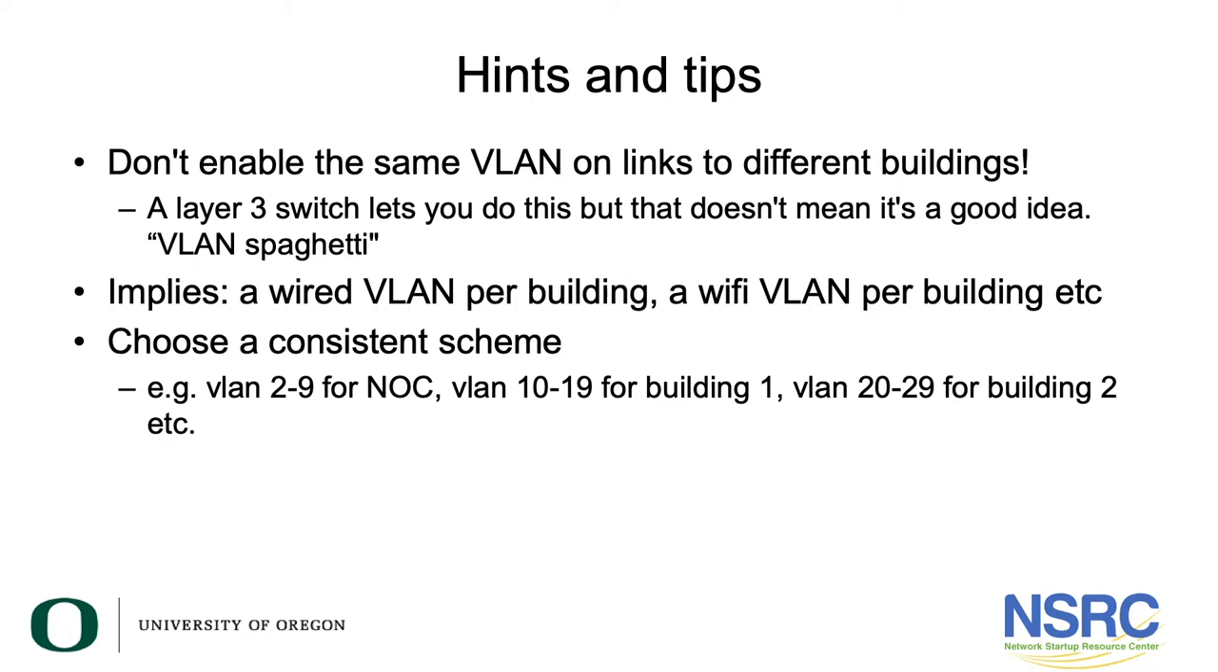And when you're doing your VLAN planning, make sure you choose a consistent scheme. So for example, VLANs 2 to 9 could be for the NOC, 10 to 19 for building 1, 20 to 29 for building 2, and so forth. You're unlikely to need more than 10 VLANs per building. And so if you follow this scheme, this is going to allow you for up to 400 buildings with ease. Is your campus really that big? So this could be a very viable scheme for you to follow. And it means you can identify traffic and users based simply on the VLANs that they are assigned to.